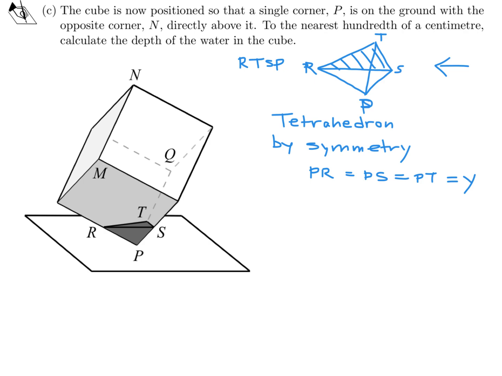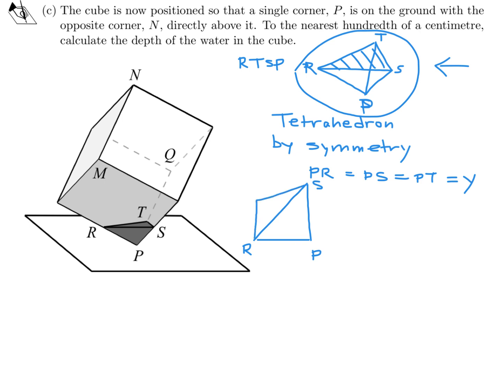Now, to make this a little bit more digestible, what I'm going to do is rotate this tetrahedron, this guy right here, and put it on its side, kind of like this. So this is now R, this is now P, and this is now S. And then in a way, I've got to draw the other side. Let me see if I can do that. There you go. And that is my T.